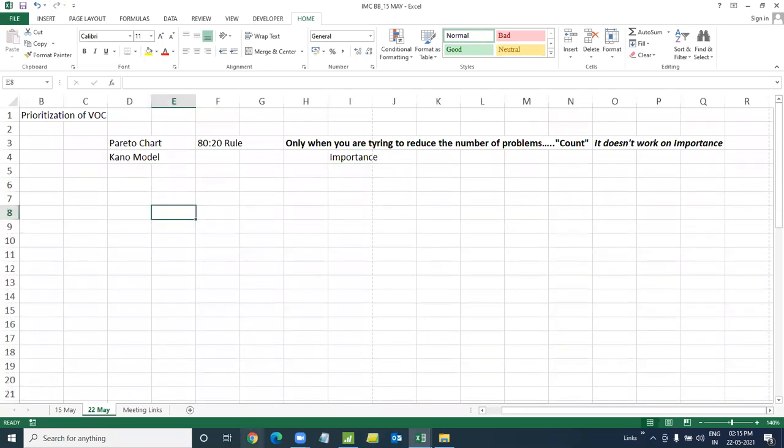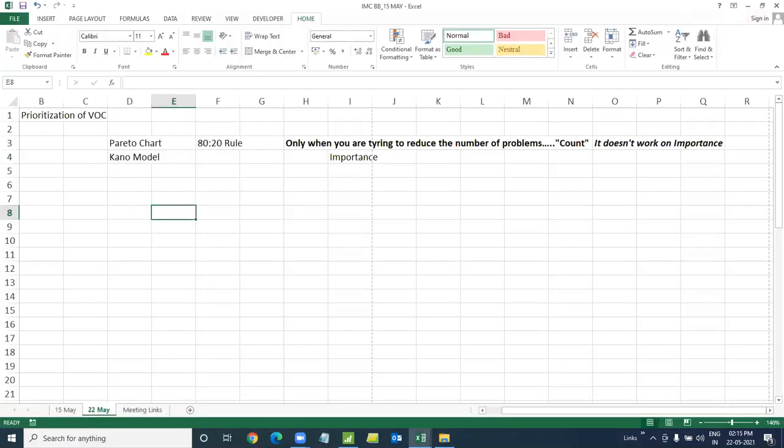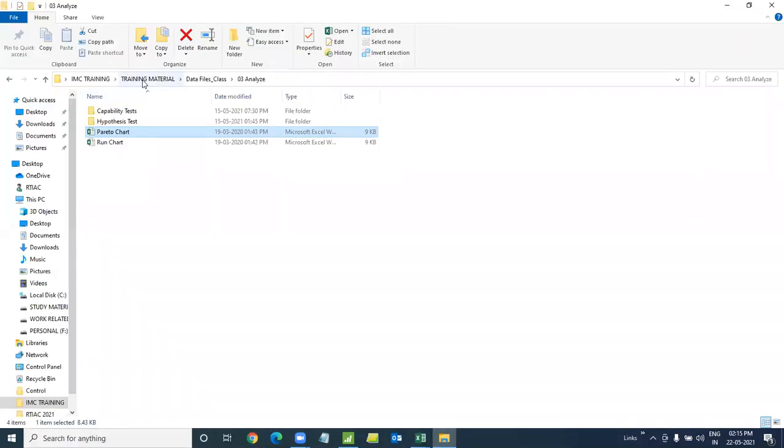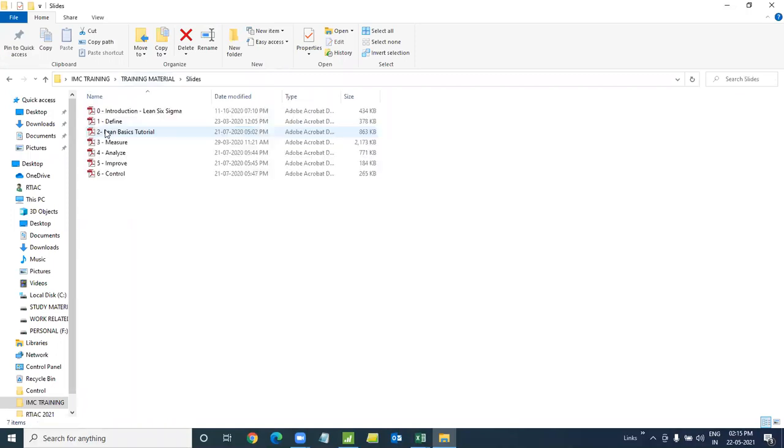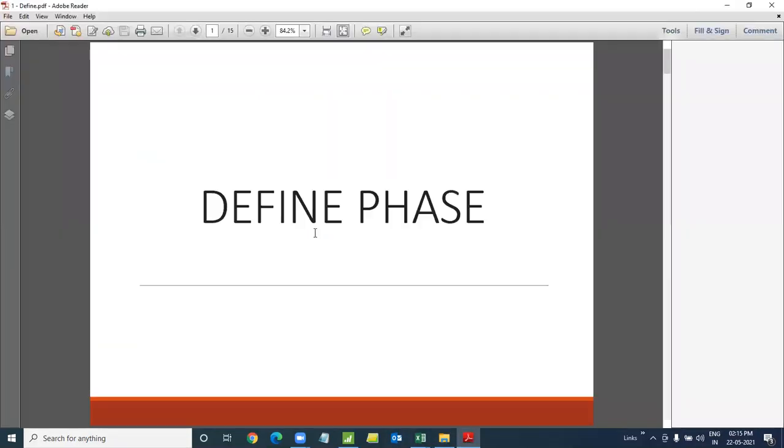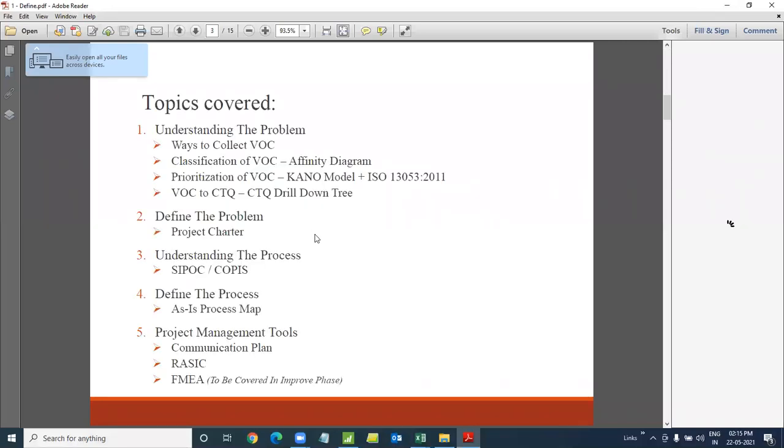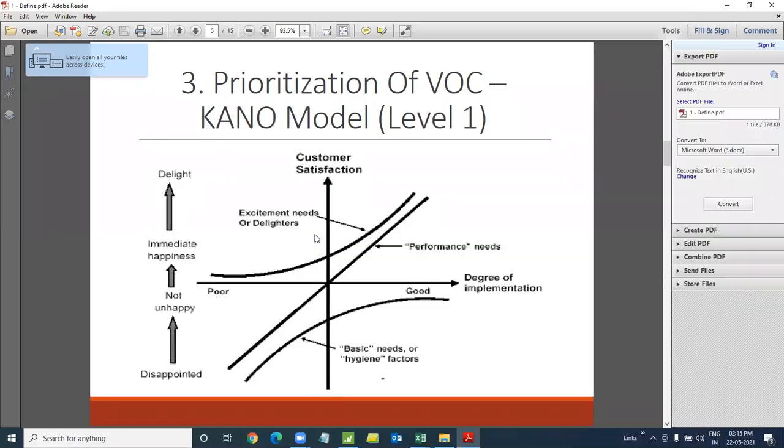Let me quickly go back to this training material and have a look at it. How does the Kano model look? We should have a fair bit of idea about that. That's how your Kano model looks. It's a very, very simple model, but it has a lot of sense.